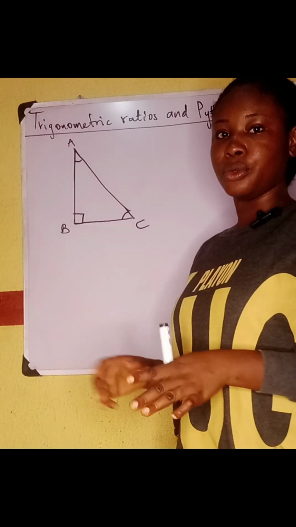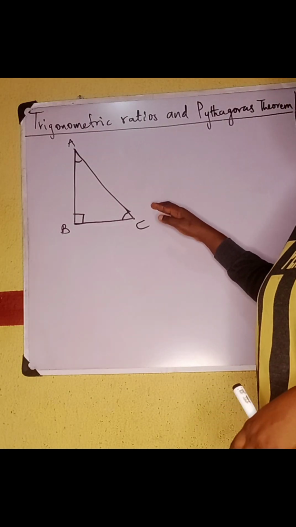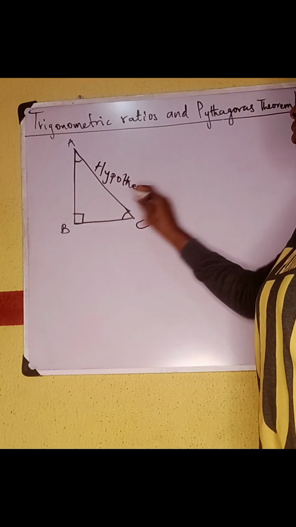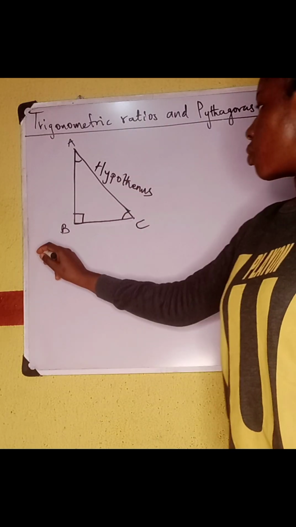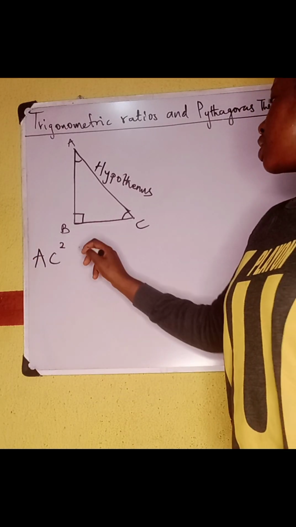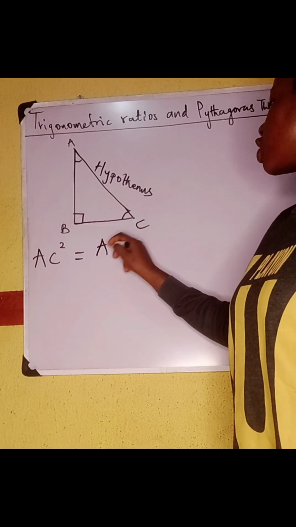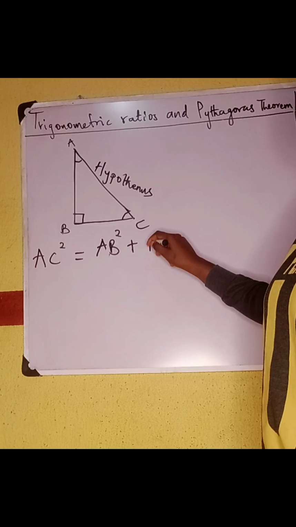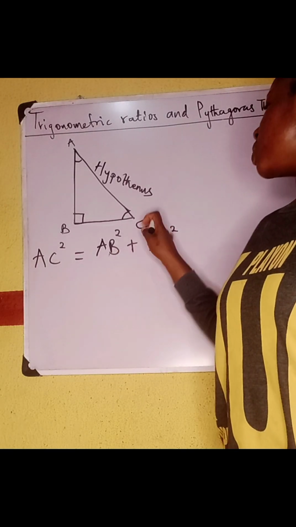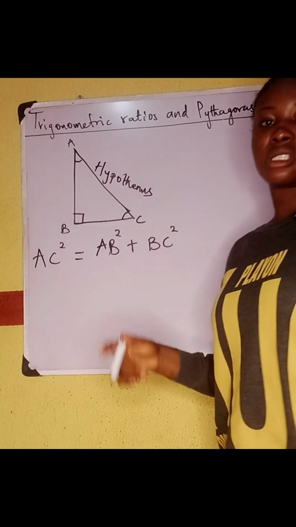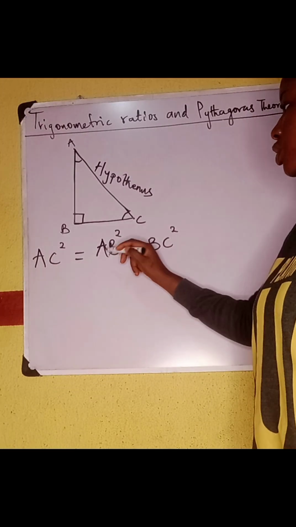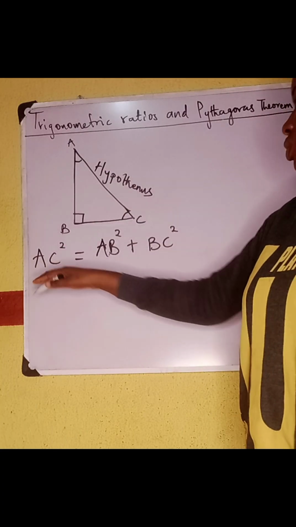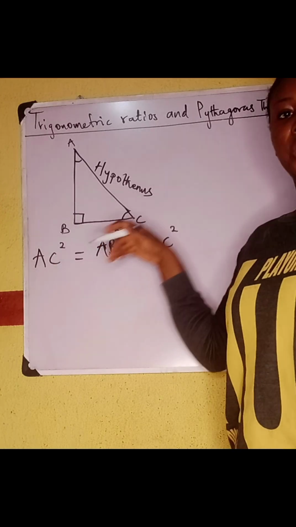In every right angle triangle, the side that looks slanted is the side we call the hypotenuse. So when we square the hypotenuse, it's going to be equal to the sum of the squares of the other 2 sides, that is, AB squared plus BC squared. This is what Pythagoras theorem is saying: if I square the hypotenuse, it's equal to the sum of the squares of the other 2 sides.